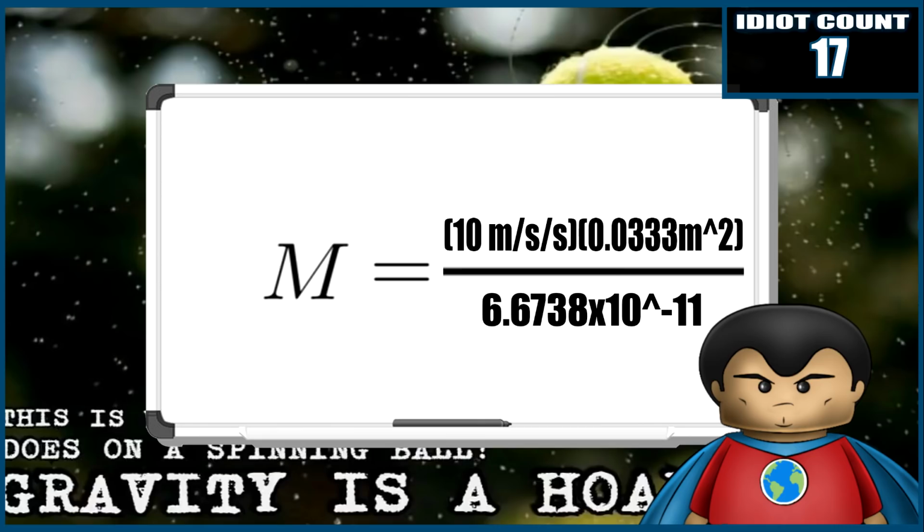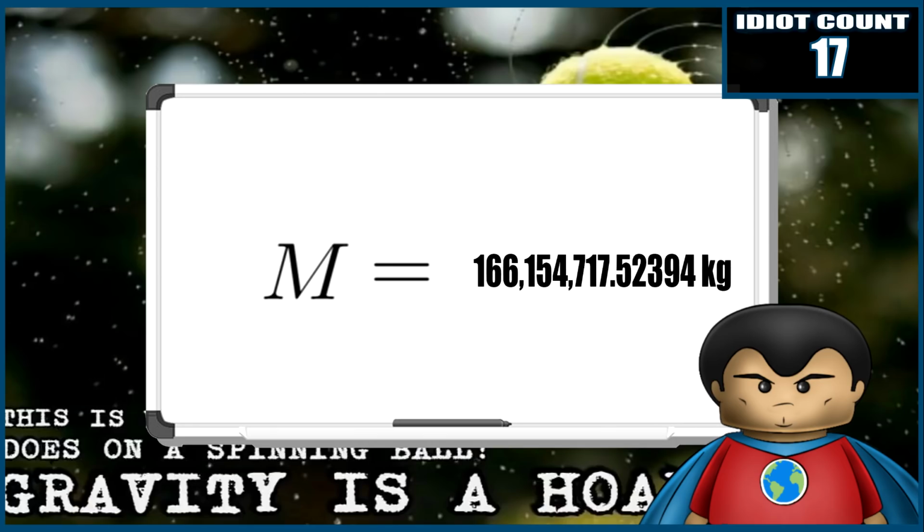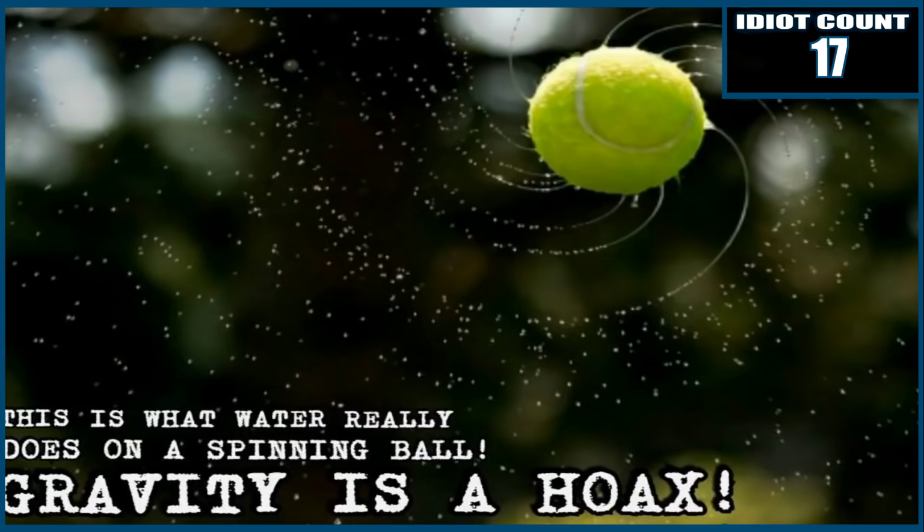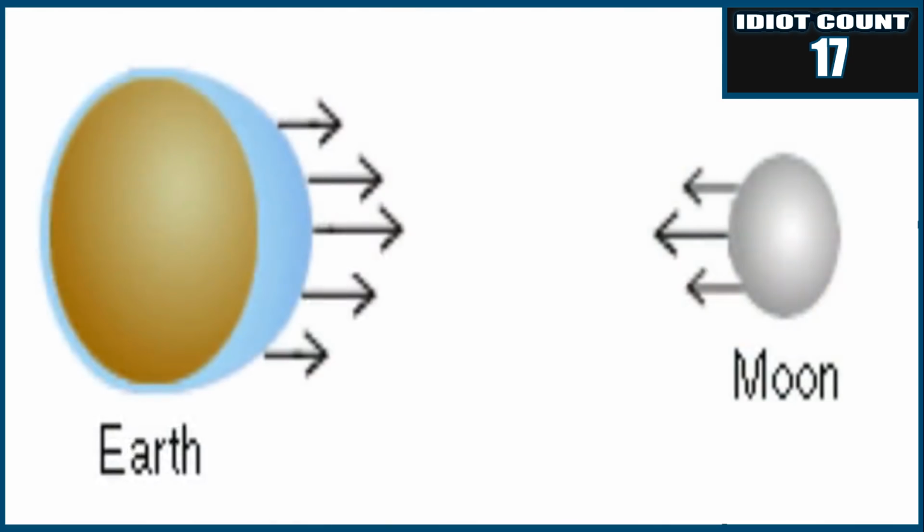Solving for this equation, the tennis ball must have a mass of only about 166 million kilograms to have a gravitational acceleration greater than that of the Earth's. Newton also theorized, and it is now commonly taught, that the Earth's ocean tides are caused by gravitational lunar attraction.